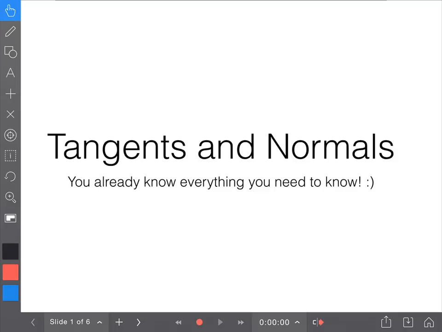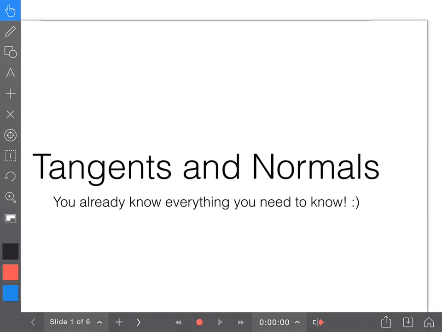Now, as you can see on my title page, you already know everything you need to know about writing equations of tangents and normals. Now, what do you need to know? Well, you need to know that if I'm writing an equation for a tangent line, then I need the slope. Now, you already know how to get a slope because you get the slope from the derivative.